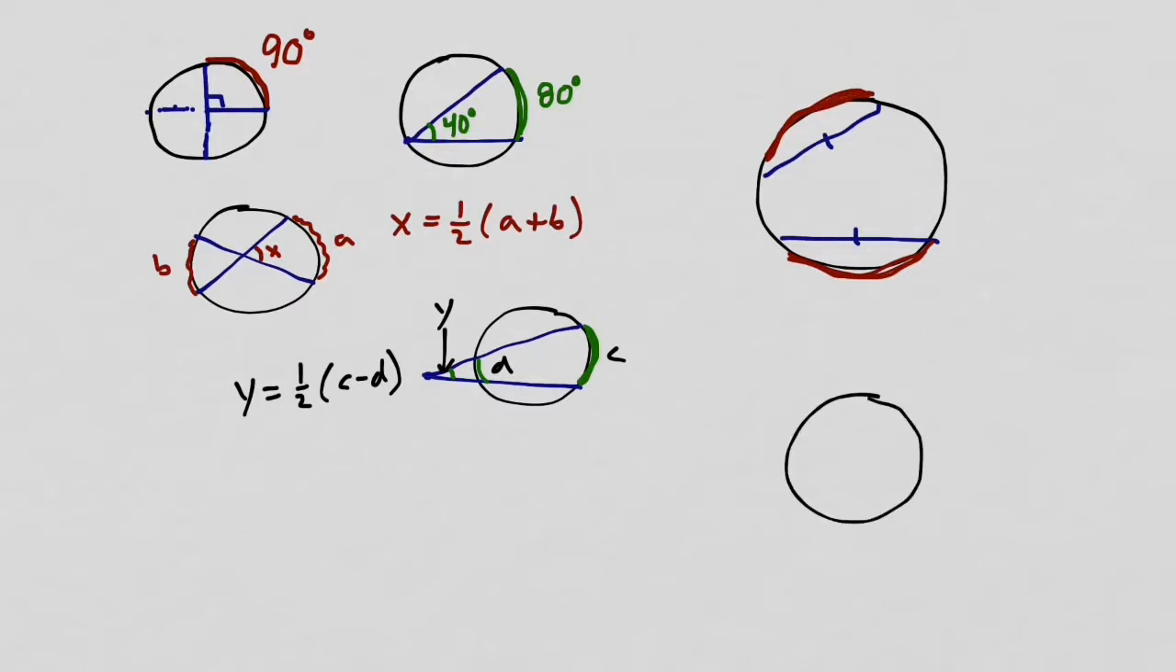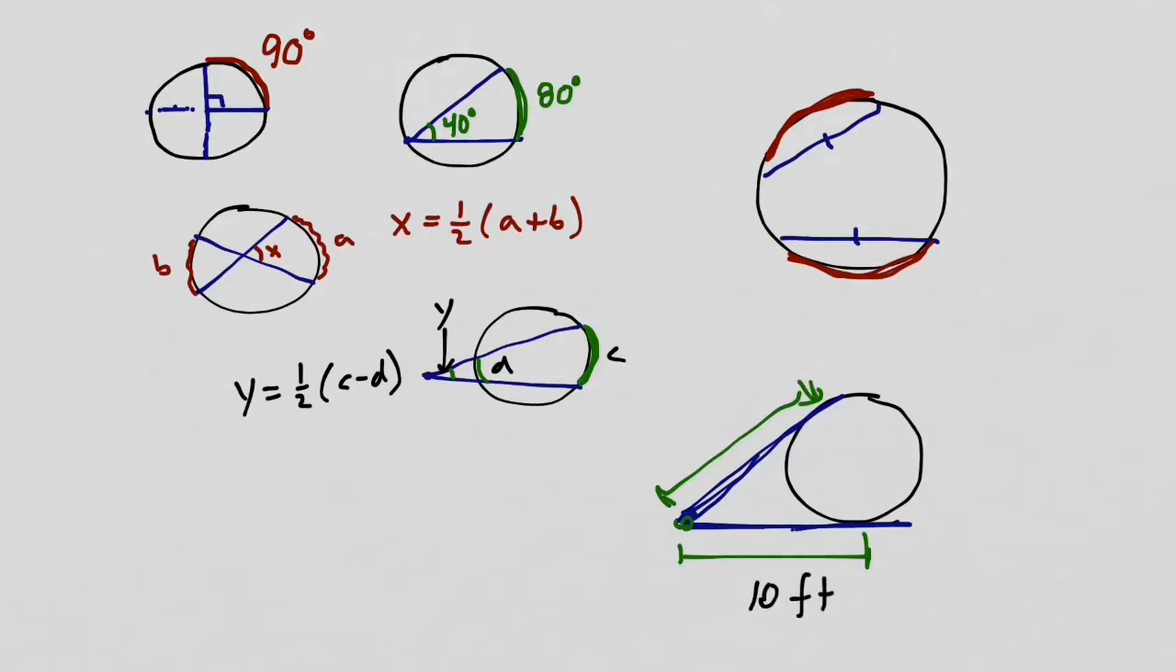And in a similar way, if there is a point off of a circle and we connect tangent lines from that point to the circle, we know that the distance from that point to the point of tangency is going to be the same on both sides of the circle. So for example, if this is 10 feet, then this would also have to be 10 feet.